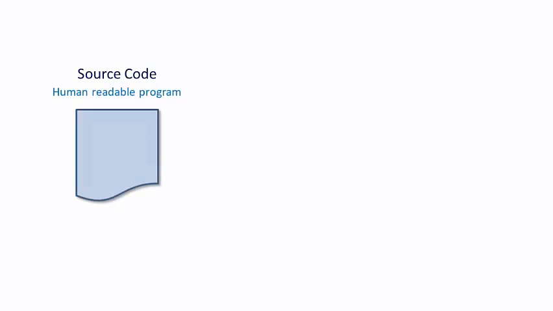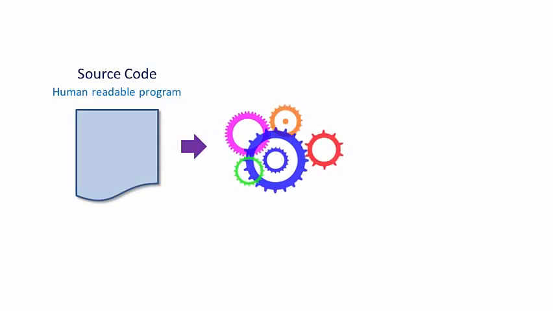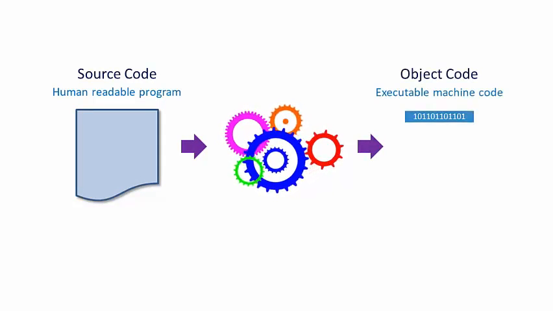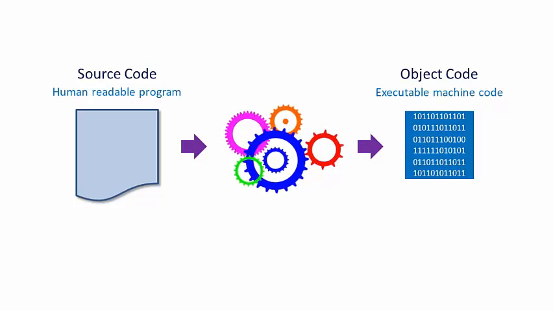Compilation means taking source code written by a programmer in some high-level programming language and turning it into object code, that is, executable machine code that a computer can understand. Compilation is done by a software utility known as a compiler. There's no one way to compile source code.